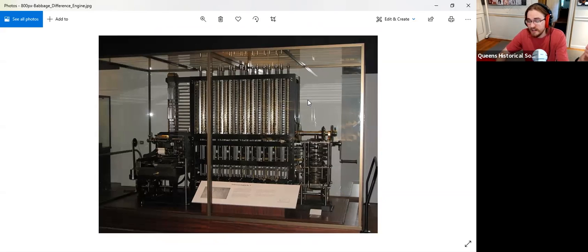And the analytical engine would have actually been even bigger because it was made out of different parts that you would string together. So after one module completed a calculation, it passed it off to the next one, and they could pass information between each other.